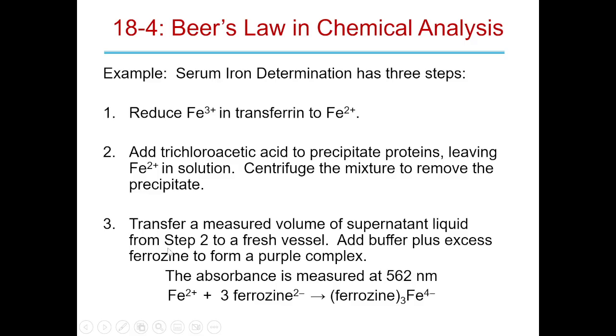And then you added something to bind to the iron, right? That you can then measure its colorful complex. You always have to add excess of your binding agent so you can get 99.999 something percent bound, right? Otherwise, if you don't add excess, you won't get most of it bound.